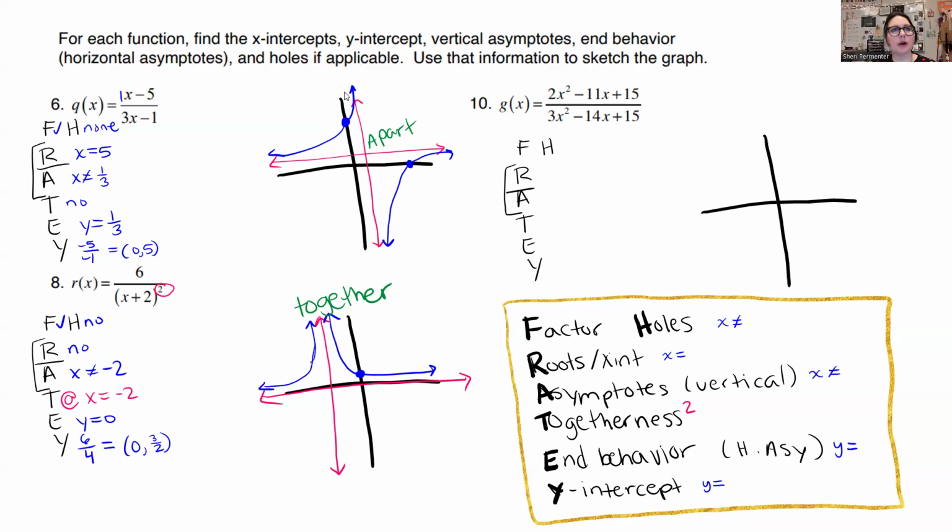So again, this is apart. You go in opposite directions, and this is together. We've got one more graph here that I would like to quickly do before we get out.